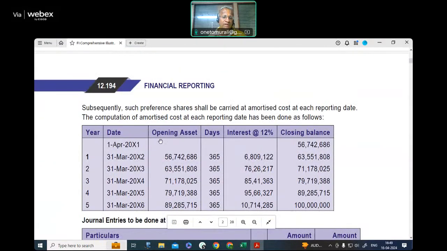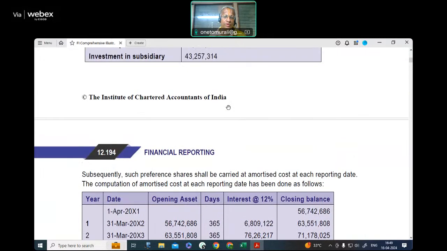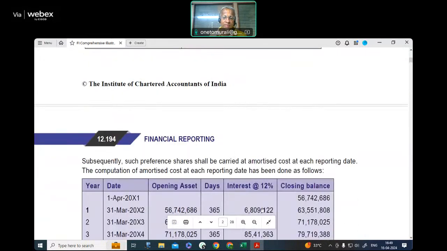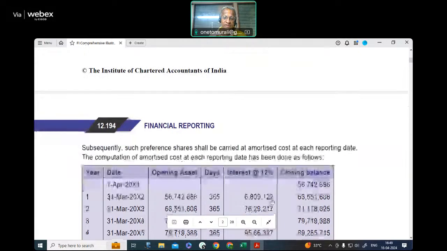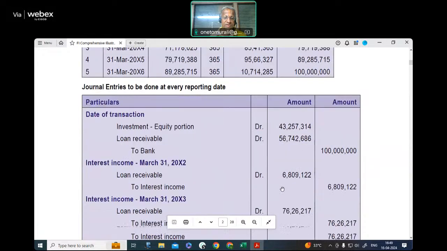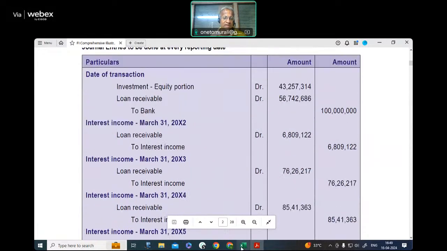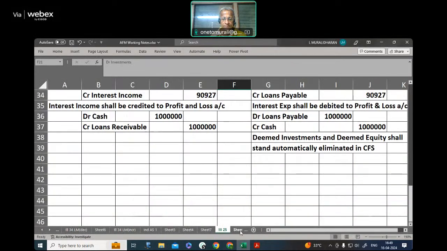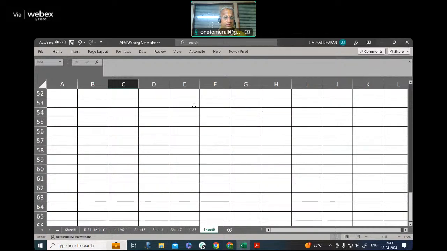So now we are expected to take up the opening balance as 56,742 and take it up at the effective rate of interest of 12%, so as to arrive at this value, the journal entries at the initial stage, the interest income, all that we can take up right now. So this book back illustration number 1 now. Question number 1.